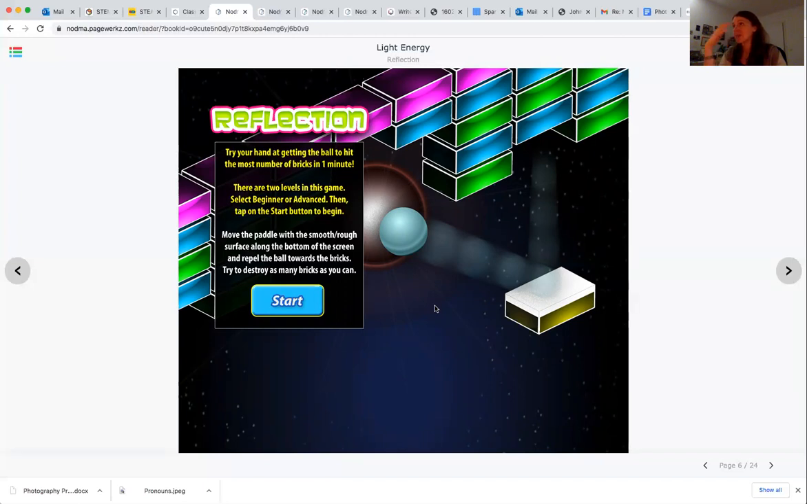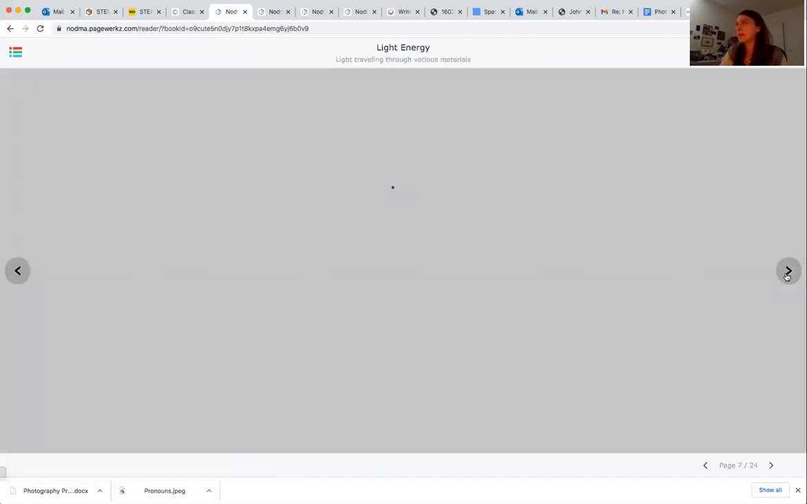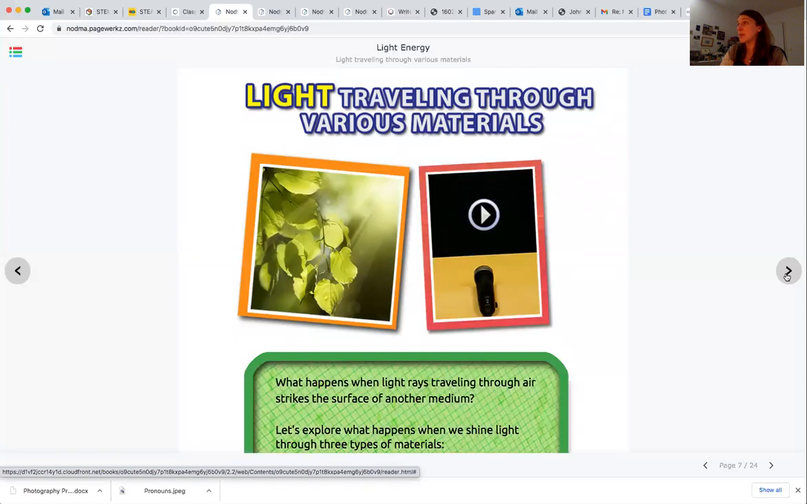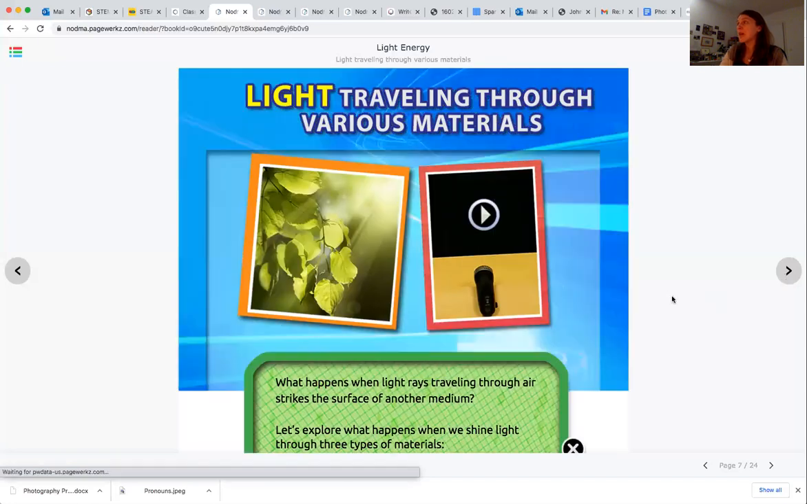So yeah, it's actually just a kind of fun game, but it's up to you if you want to play it as a group, or maybe if they want to do it at home, you could also get them to play it at home.